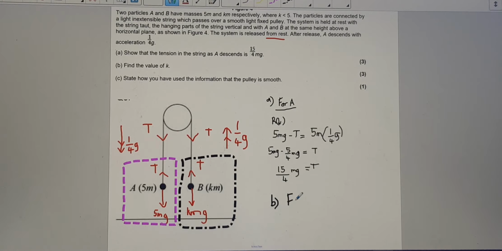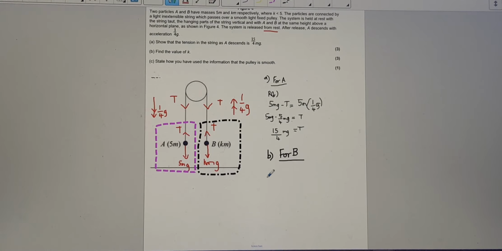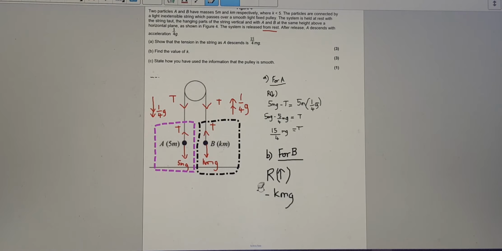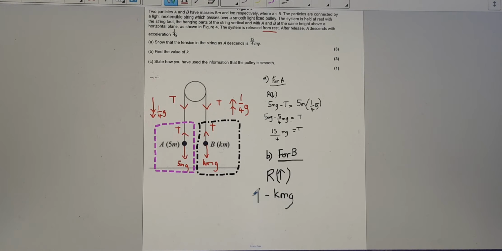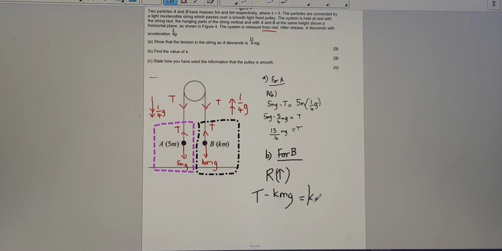I always like to resolve in whatever direction the acceleration is acting in. So if I resolve upwards, I'm calling up positive, yeah? So I've got T minus kmg. That's me resolving the forces. So the resultant force is equal to the mass of said particle, km, times the acceleration, which I'm also told is 1/4 g.